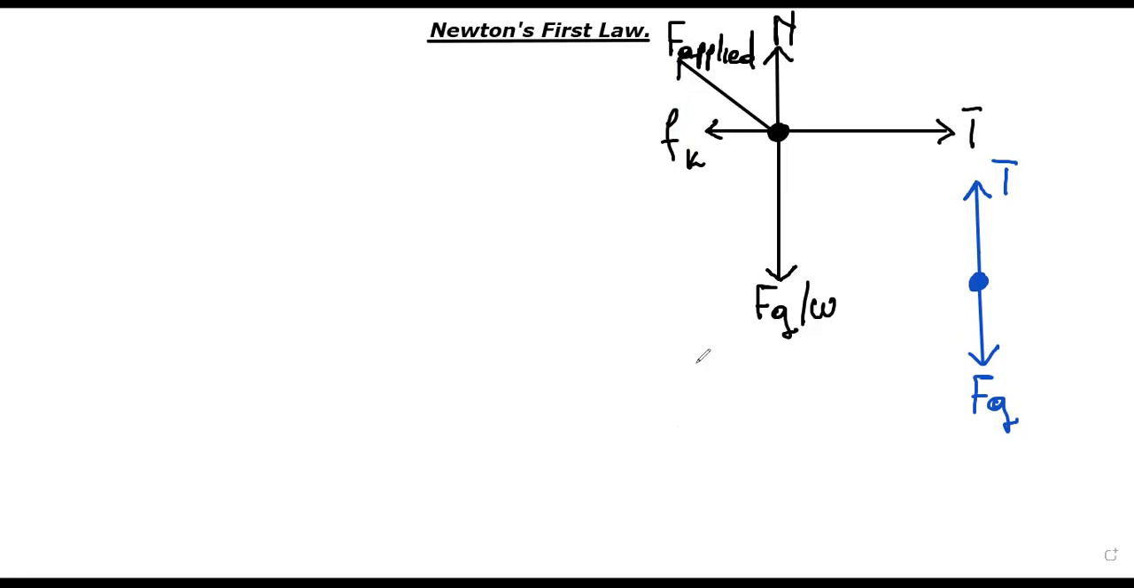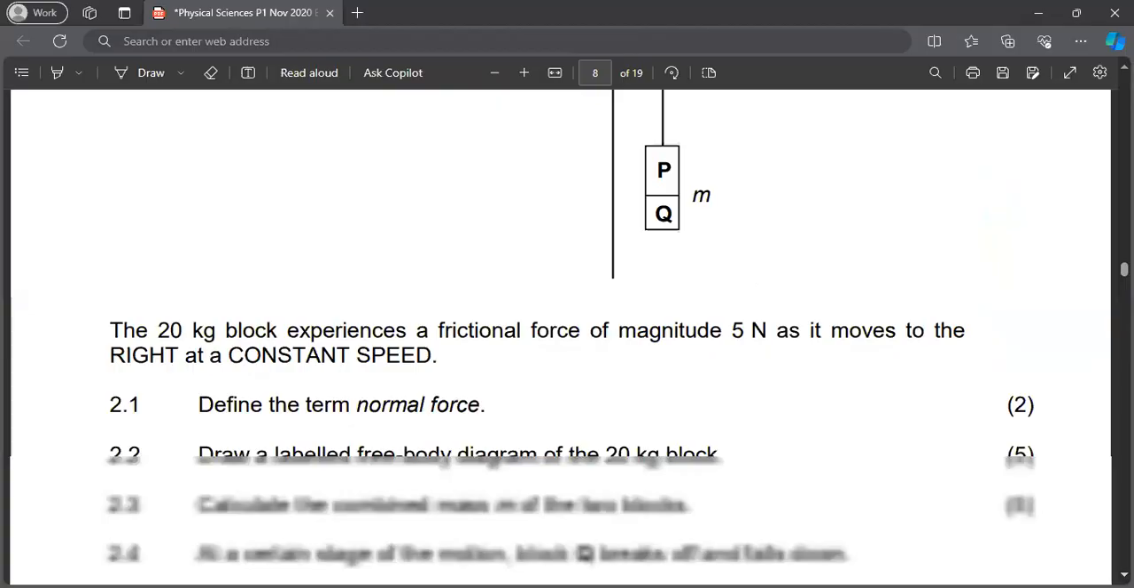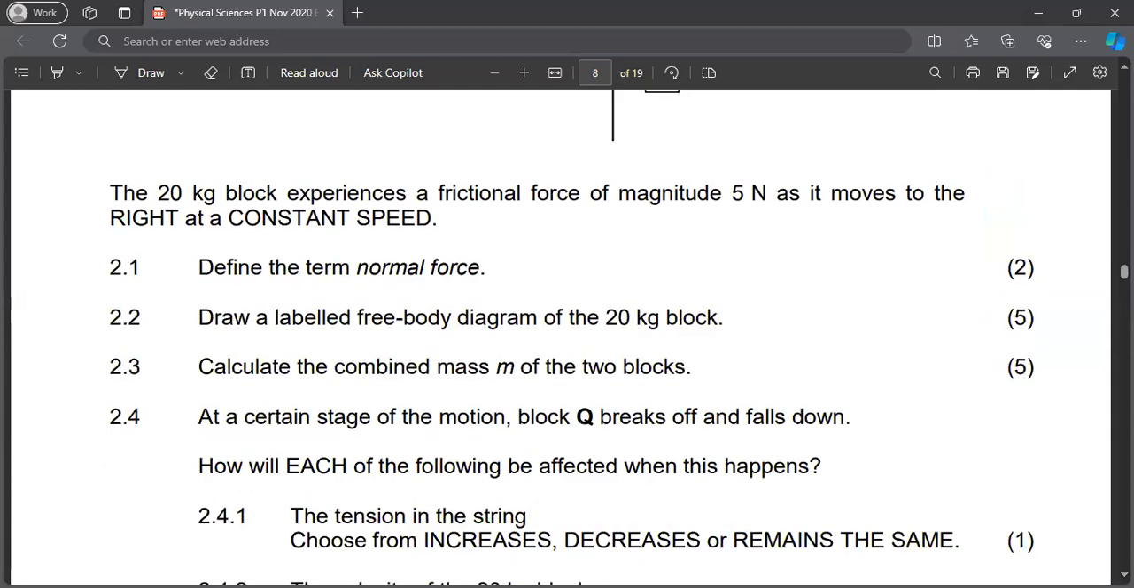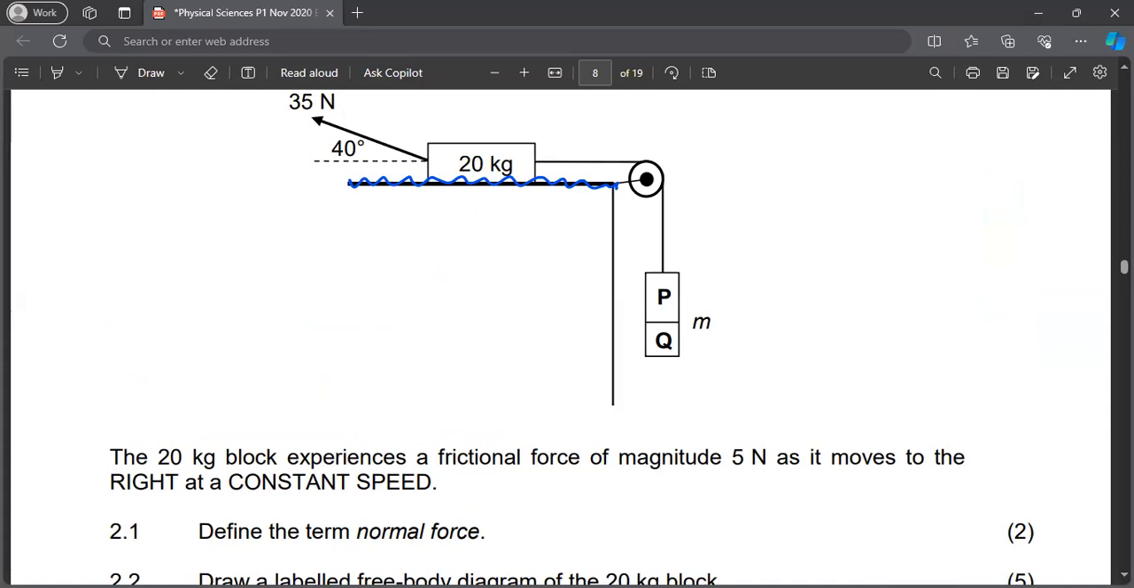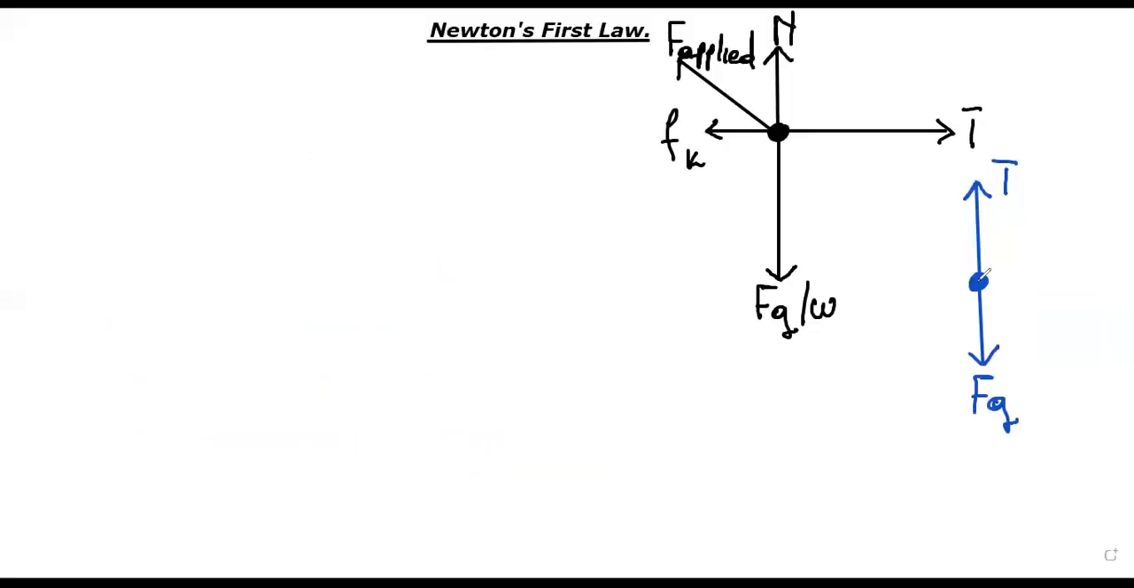So now that we have drawn the free body diagrams, what does the next question say? Let's see. Well, it says, calculate the combined mass of the two blocks. So we are looking for the mass M. If you look at the free body diagram for the combination of these two blocks, in order for us to find the mass M, because it's on the FG part, we need to know the magnitude of the tension force. That's the only thing we need.